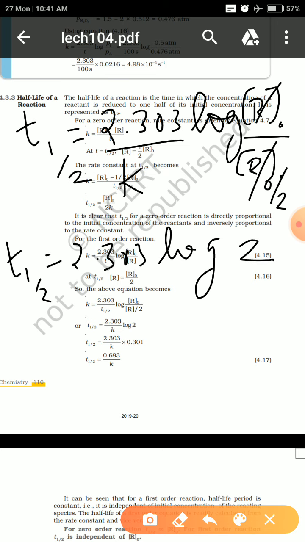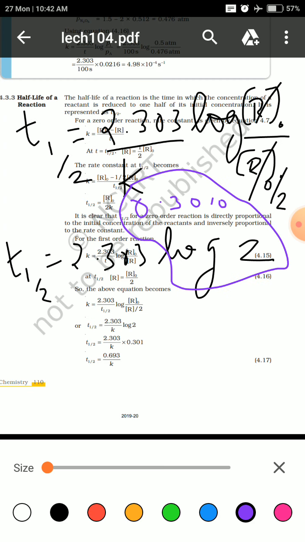What is the value of log 2? If you do not know it, log 2 has the value of 0.3010. That is the value of log 2. We will put that value.